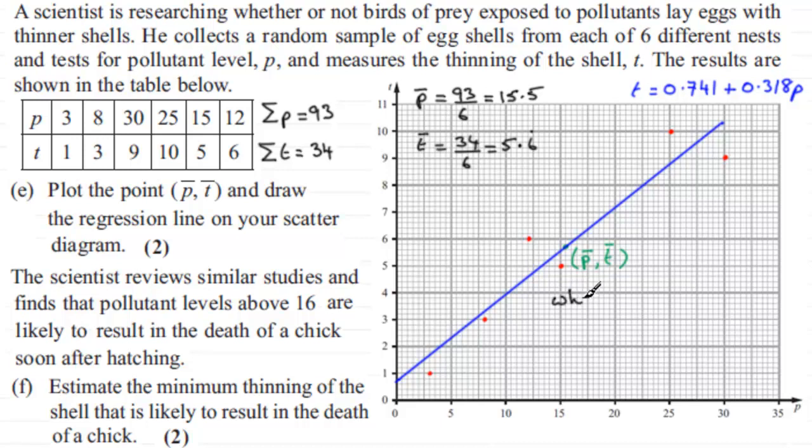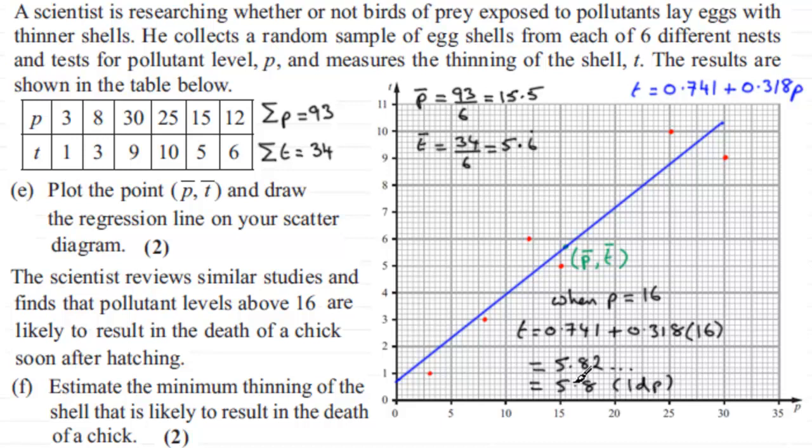We'll say that when p equals 16, we can see that t is going to equal 0.741 plus 0.318 multiplied by p, which is 16. And if we work this out, you find you get 5.82 and so on. So if we round this to 1 decimal place, it's going to be 5.8 to 1 dp.